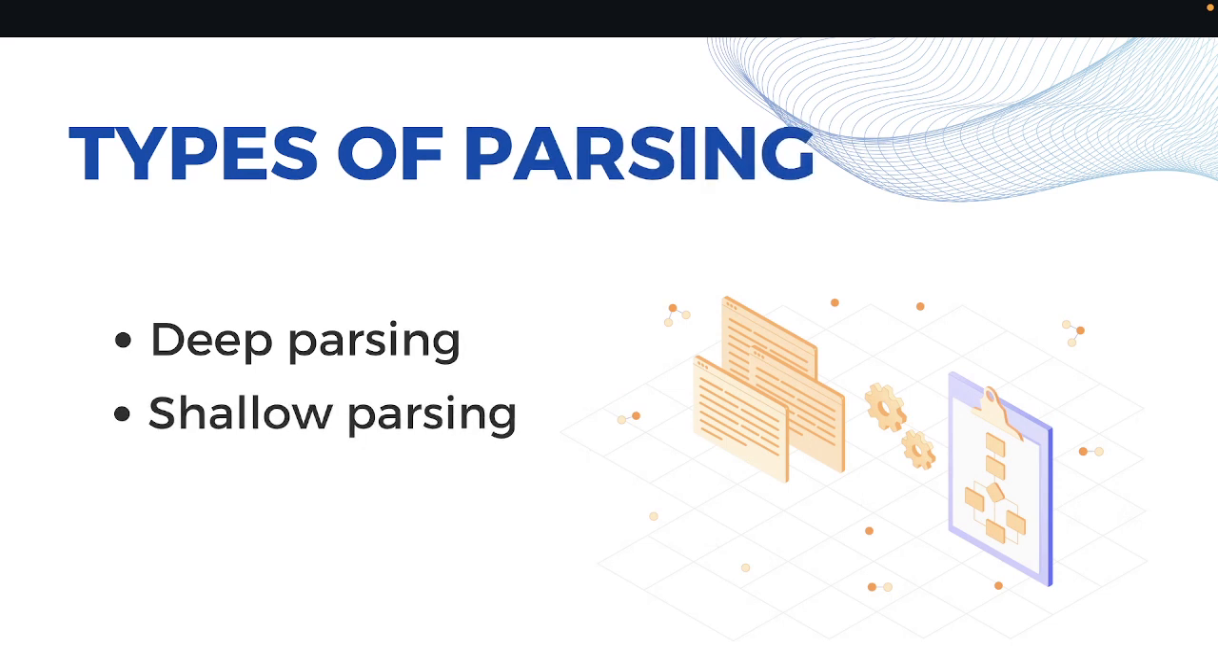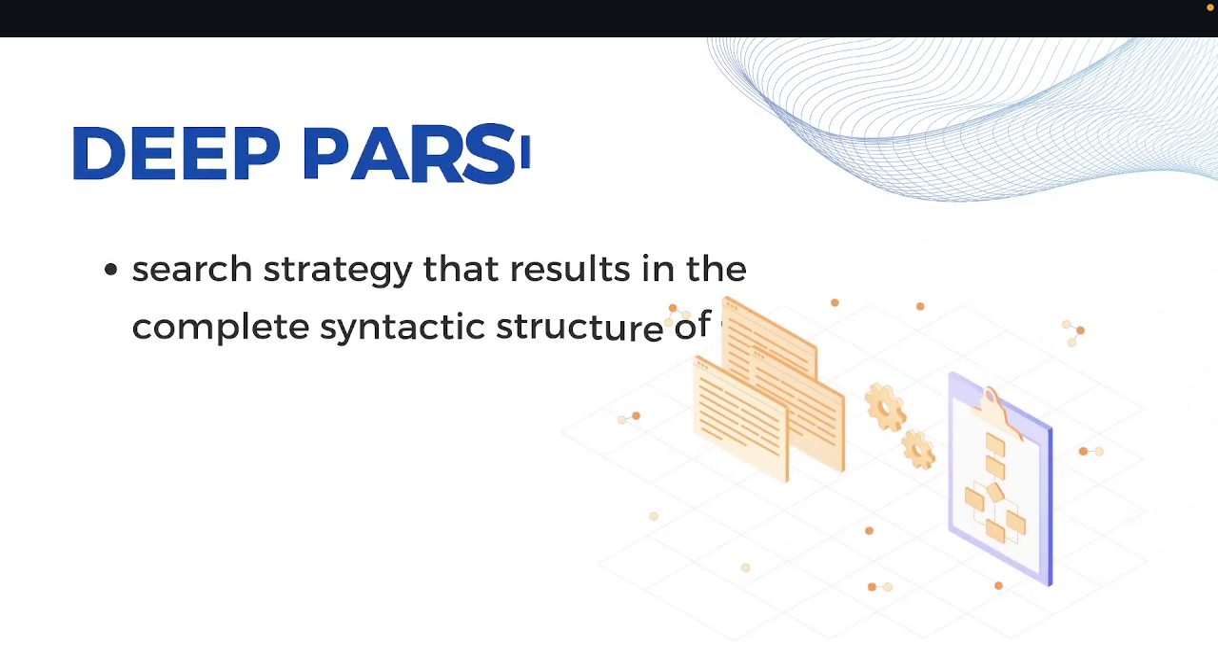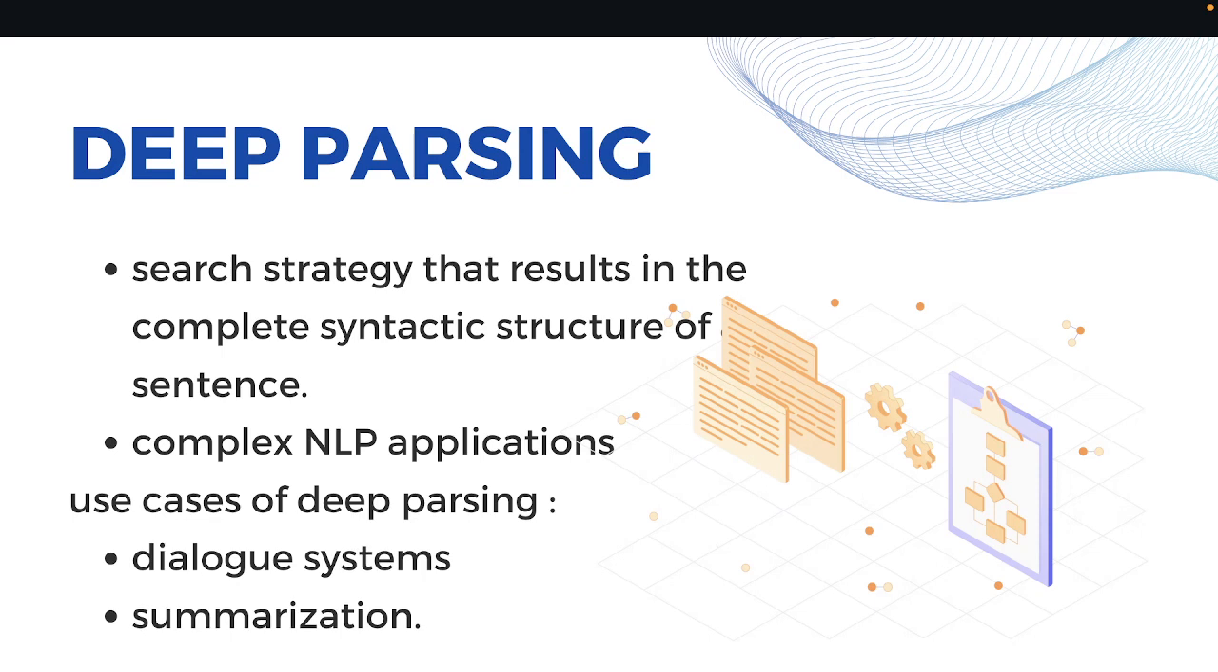So there are two types of parsing. First is deep parsing and second is shallow parsing. So we are going to see about it in brief. First we will see about deep parsing. Deep parsing is actually referred to as a strategy that results in the complete syntactic structure of a sentence.